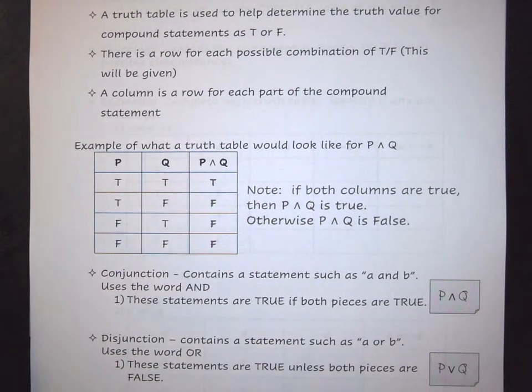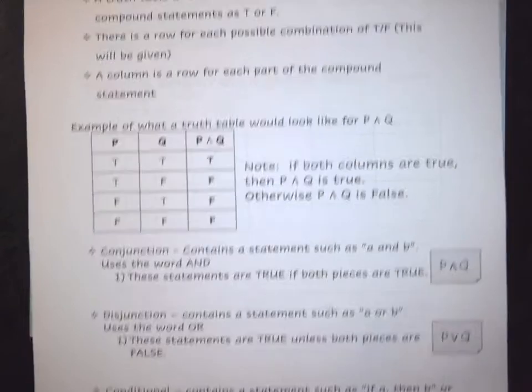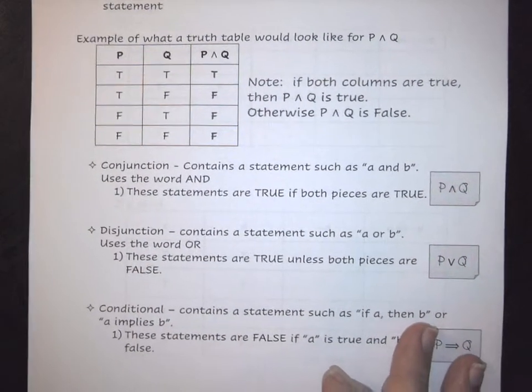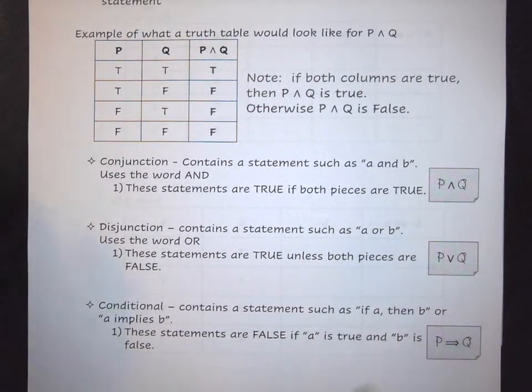Here we're going to look specifically at truth tables and what those mean and how they work. Truth tables are a way for you to be able to determine the truth value of a compound statement. We use T or F, T for true, F for false, and we evaluate each statement. So what do I mean by that?